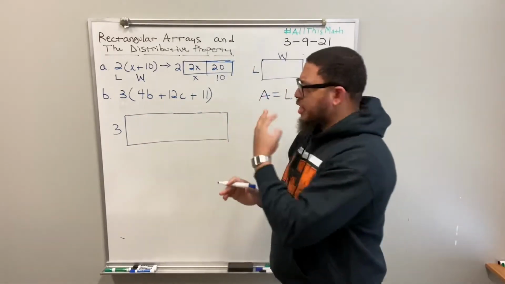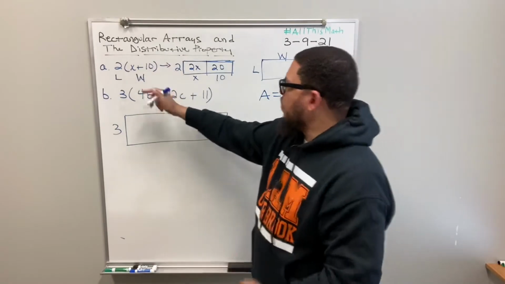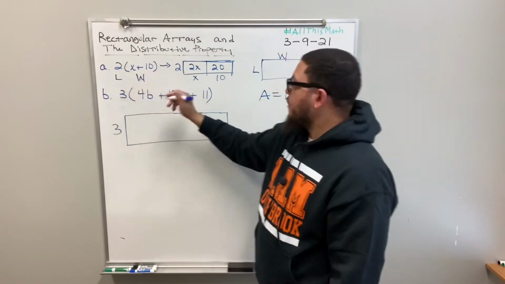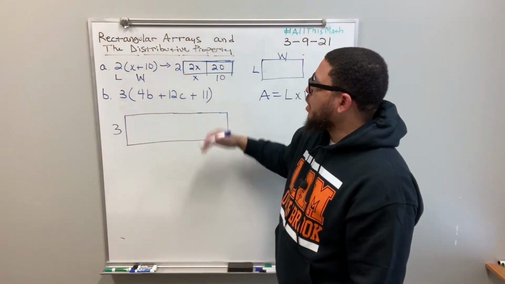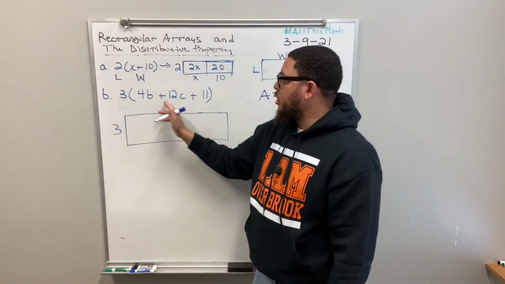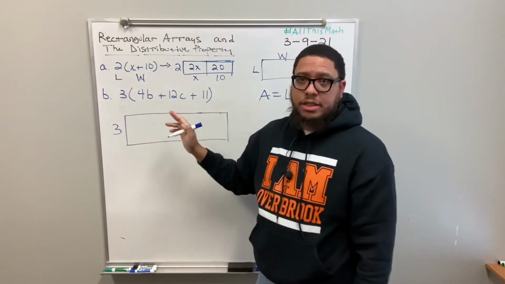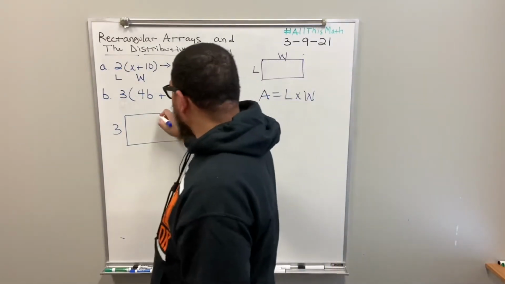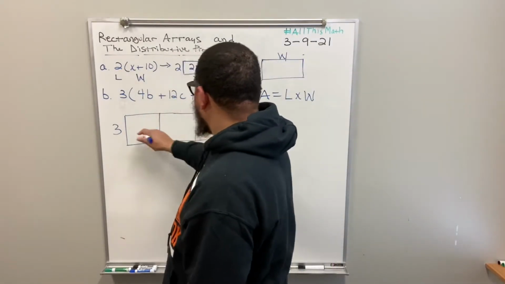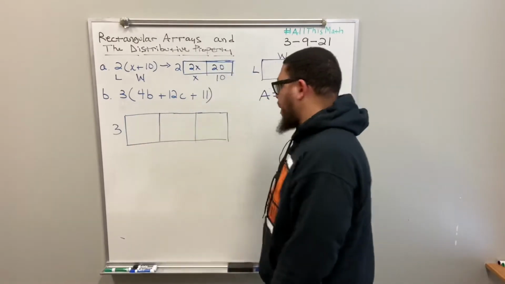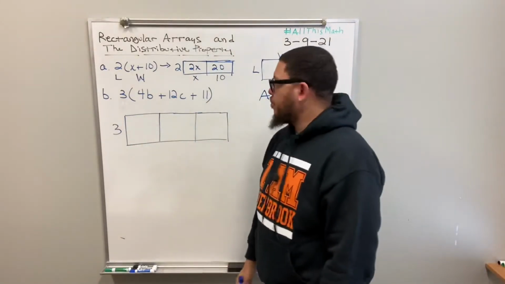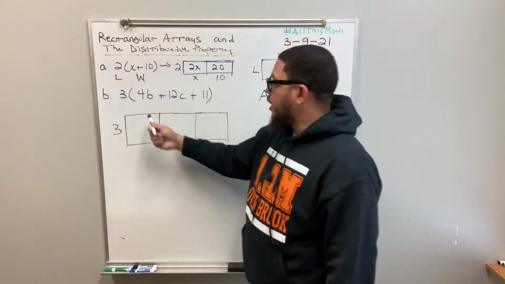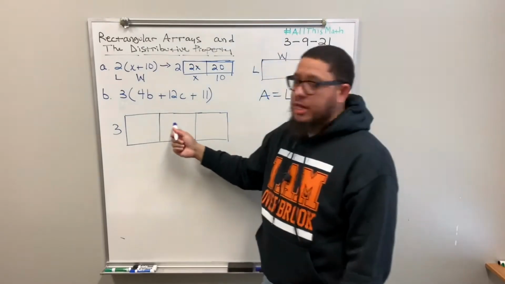But this part has 3 different terms in it. In the first example, the width had 2 different terms in it, so I broke up the width into 2 sections. But now my width has 1, 2, 3. It's got 3 terms, so I'm going to break it up into 3 sections. I draw 2 lines, so now I've got 1, 2, 3. Again, I had 2 terms in my width, so I had 2 sections. Now I've got 3 terms in my width, so now I've got 3 sections.